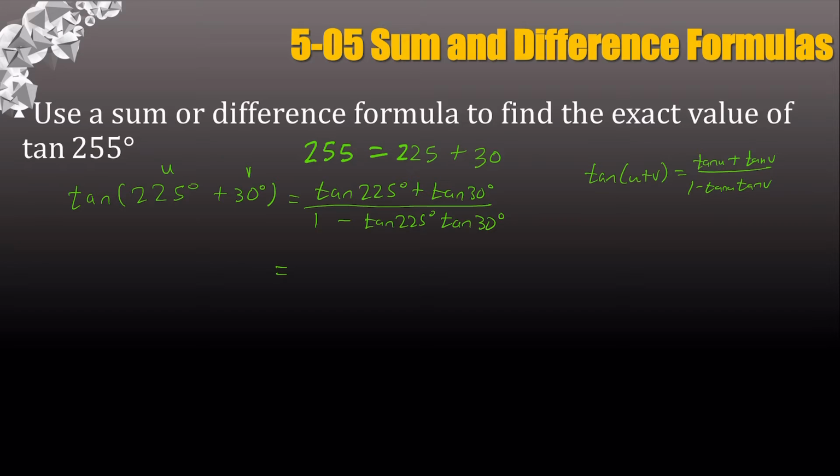All right, so unit circle time. Tangent of 225. 225 is right there. And that is negative square root of 2 over 2 over negative square root of 2 over 2. So it's 1. And then tangent of 30 is square root of 3 over 3. Tangent of 225 is 1. Tangent of 30 is square root of 3 over 3.